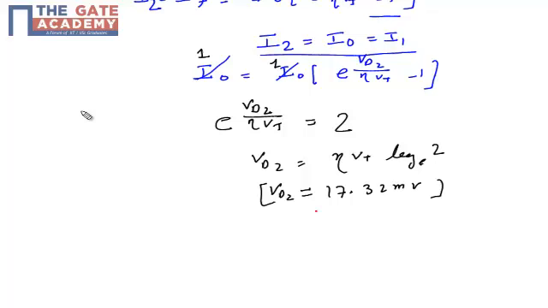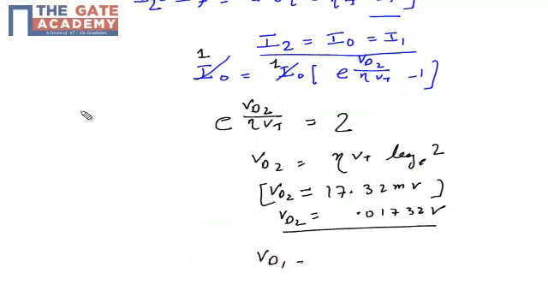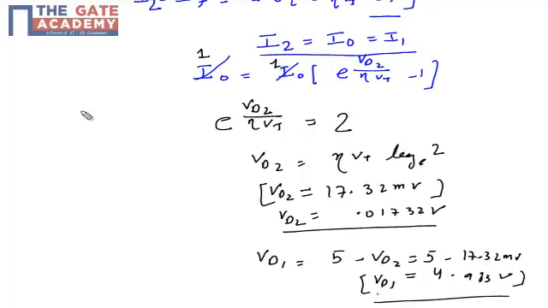So the value of VD2 is 17.32 millivolt, or 0.01732 volts. It is a series network and we have only two devices, and we know the voltage drop across D2 is 17 millivolt. So what will be the voltage drop across D1? VD1 must be equal to 5 minus VD2, because we have only two devices. So 5 minus 17.32 millivolt is approximately 4.983 volt.